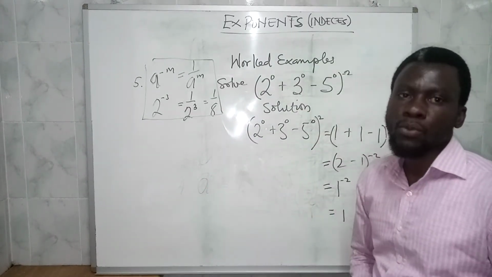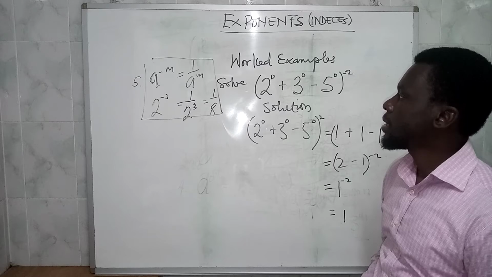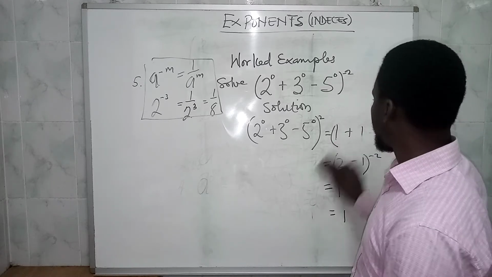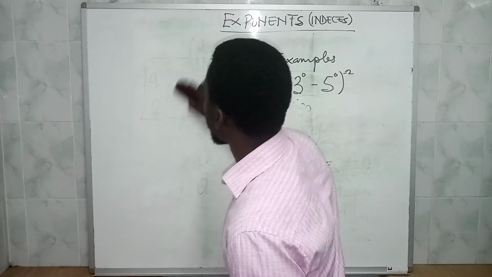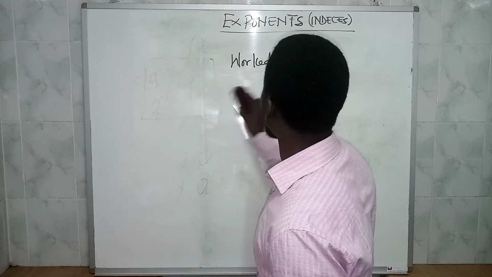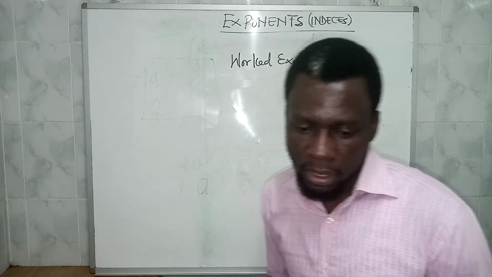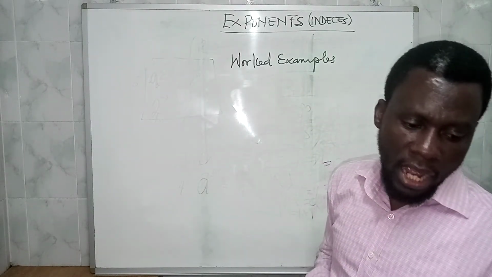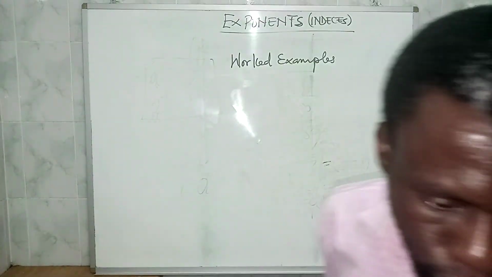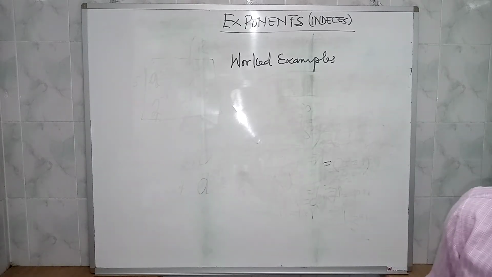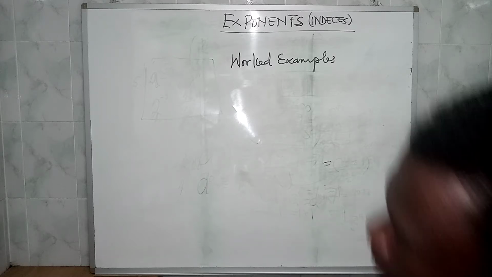Now let's look at the last one, so that we continue another time. Let me wipe this. Let me clean it quickly. Let's look at a third example that says that if we have 5 raised to the power 3n plus 1.